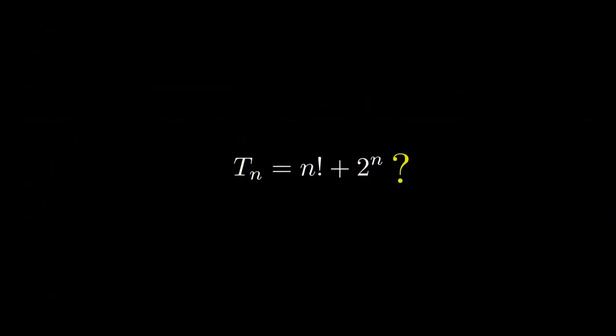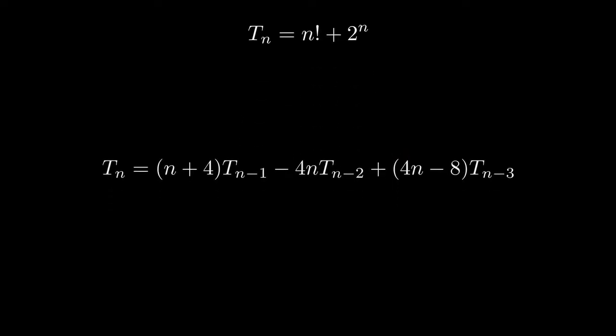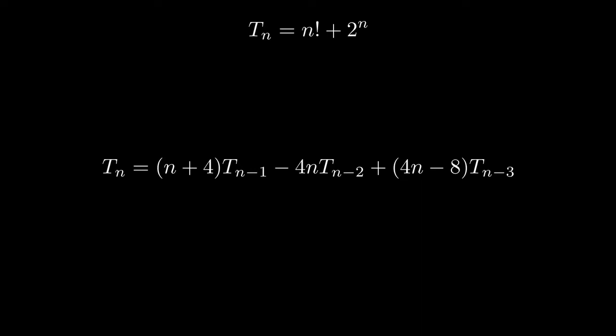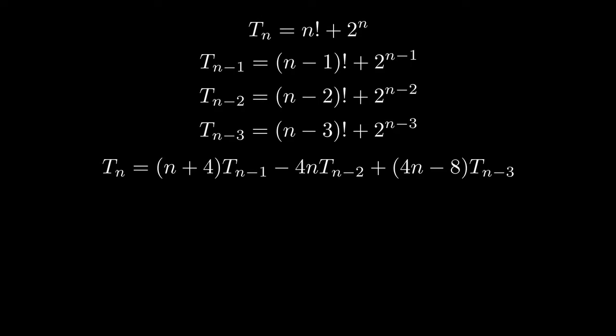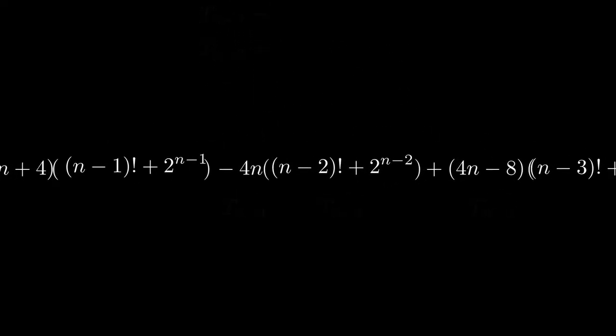But the problem asks for a proof. To do this, we can use the given recursive formula and our hypothesized formula. We know that our previous terms can just be defined by replacing n with n minus 1, n minus 2, and n minus 3. And now we just have to plug everything in.